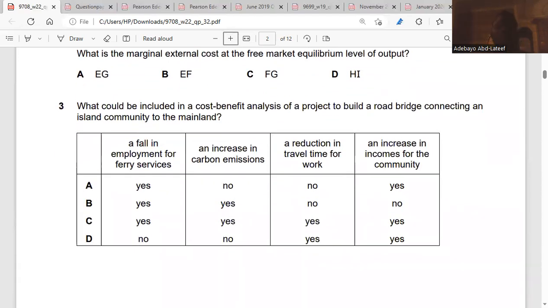What could be included in the cost-benefit analysis of a project to build a road bridge connecting an island community to the mainland? A fall in employment for ferry services, yes. An increase in carbon emissions, it should be yes, because it's part of cost analysis. Pollution is a cost, external cost. A reduction in the travel time for work, it should be included, yes. An increase in income for the community, it should be included, yes. So the answer is C. Is it clear? Very clear.